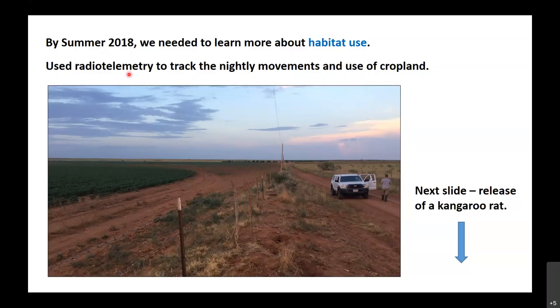We used radio telemetry to track the nightly movements, and in particular, try to figure out whether or not the kangaroo rats, which tend to have their burrows in these roadside strips of habitat, whether or not they go out here into the cropland at night, or whether or not they go out here into the rangeland or this grassland. So this is where we're setting up to do radio telemetry.